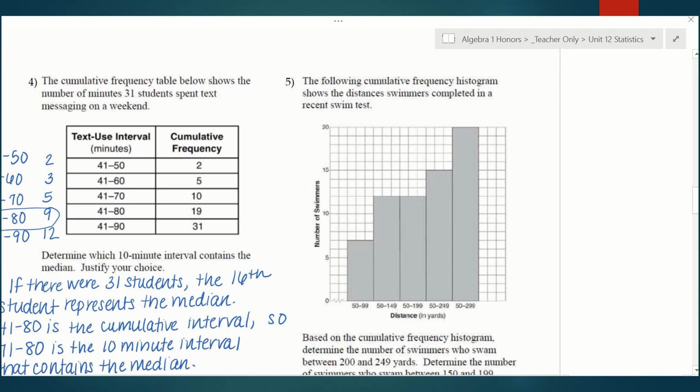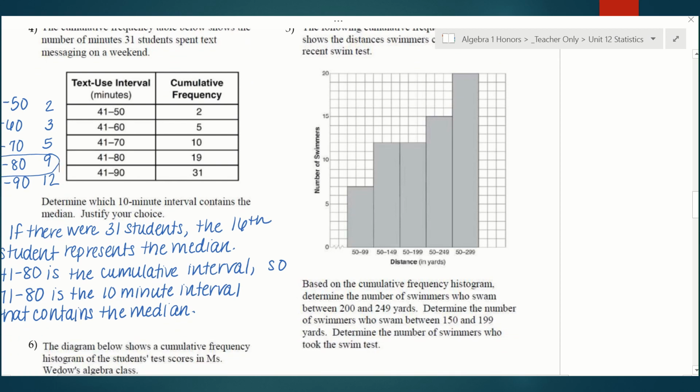It says the following cumulative frequency histogram shows the distances swimmers completed in a recent swim test. Okay, so it's another cumulative, and all of your distances are starting at 50 yards. So it says, based on the cumulative frequency histogram, determine the number of swimmers who swam between 200 and 249 yards. Determine the number of swimmers who swam between 150 and 199 yards. And then determine the number of swimmers who took the swim test.